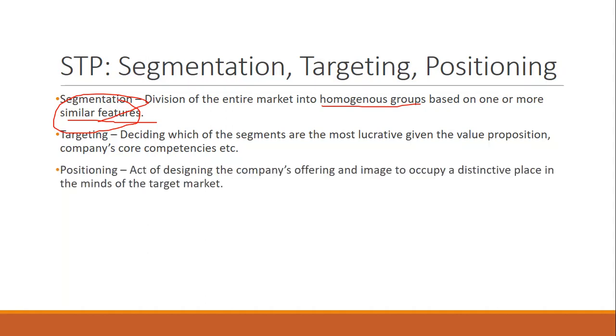Third is positioning. This is the act of designing the company's offering and image to occupy a distinctive place in the minds of the target market. There are a lot of brands and companies and products. Whenever the name of those is spoken, there is immediately a certain image or notion of that product that pops into our head. That is exactly what we're trying to do with positioning. I am trying to occupy mind space in the consumer's mind.